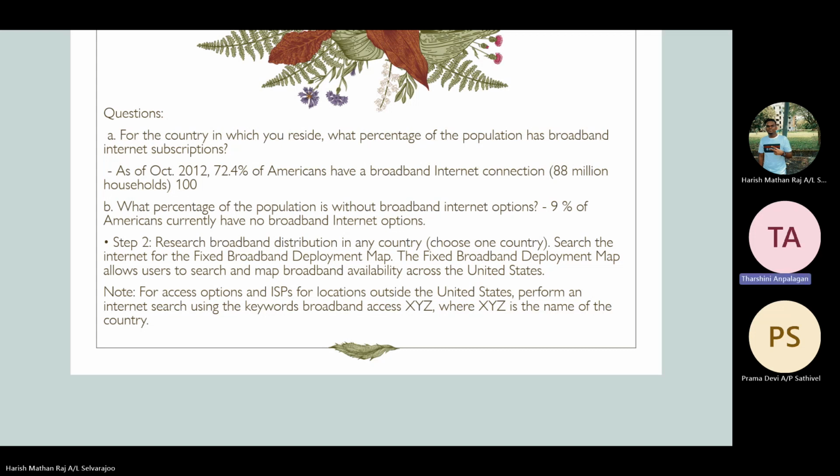So the next step is research broadband distribution in any country. We have to choose one country and then search the internet for the fixed broadband deployment map. The fixed broadband deployment map allows users to search and map broadband availability across the United States. Note, for access options and ISPs for locations outside the United States, perform an internet search using the keywords broadband access XYZ, where XYZ is the name of the country.